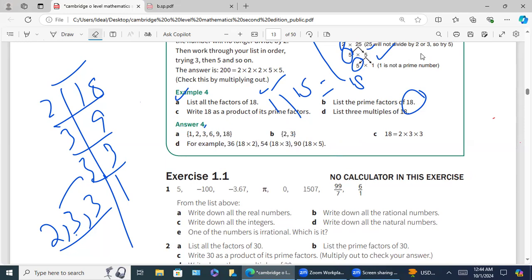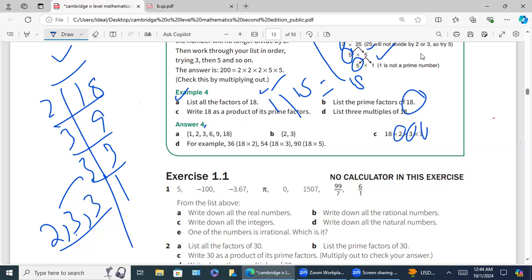After that, we have C. What's C? Write 18 as a product of its prime factors. It is so simple. You can write 2, 3, and 3. You can multiply 2 with 3 and 3, and you get 18.